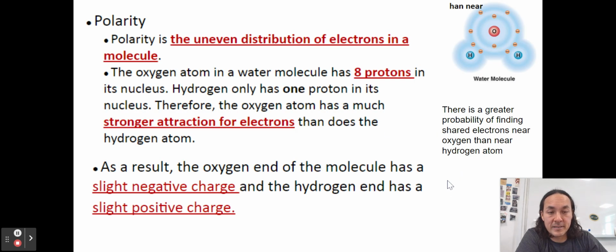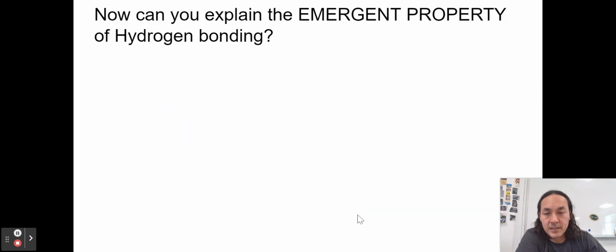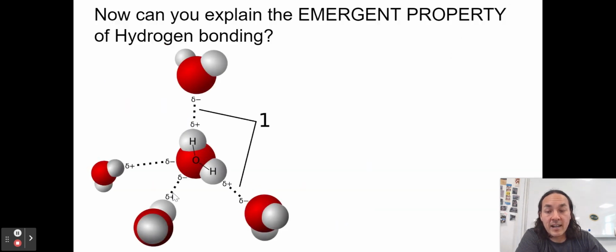So let's see what happens here. Here we have, this is just another example of the oxygen having that slight negative charge and the hydrogens having that slight positive charge. And so here is hydrogen bonding. Water molecules will bond to each other, and they will also bond to other polar substances because they have a charge. The positive hydrogen here bonds to this negative oxygen. This positive hydrogen bonds to this negative oxygen. This negative oxygen bonds to this positive hydrogen.